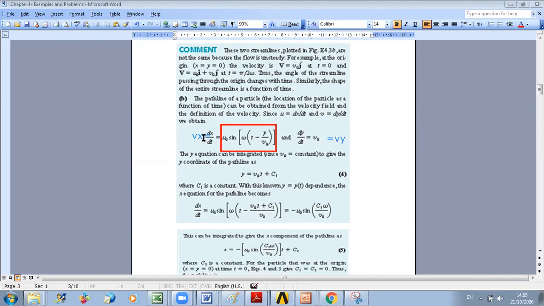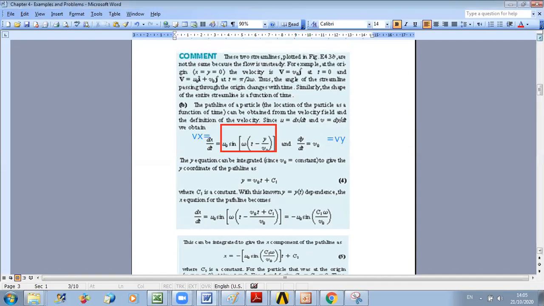Okay. We are now on the second question. The first question was to find the streamline. Now we want to find the path line. Okay? What is the difference between the streamline and the path line? I will go back to the given to tell you what they want.